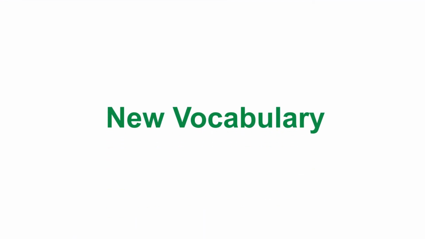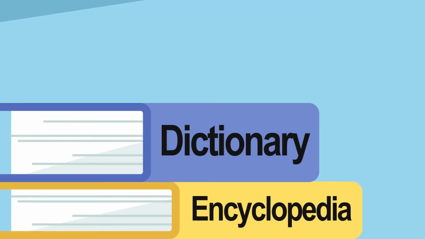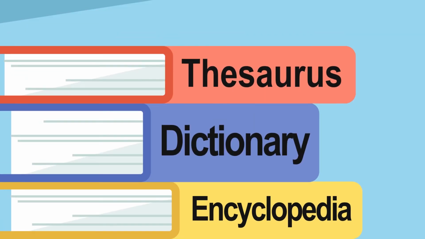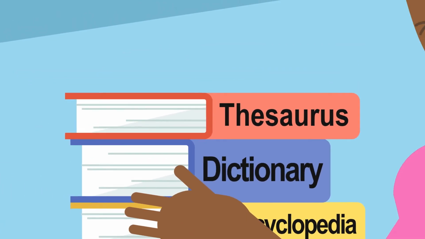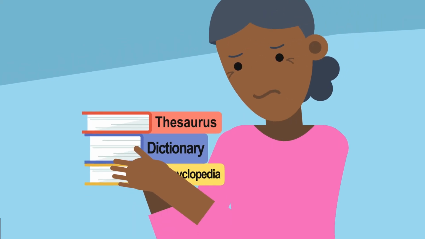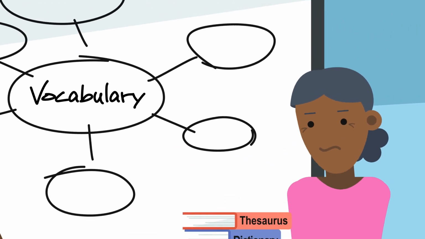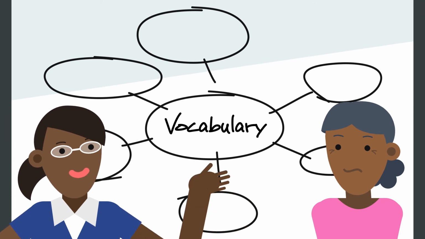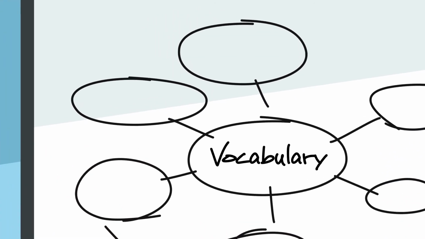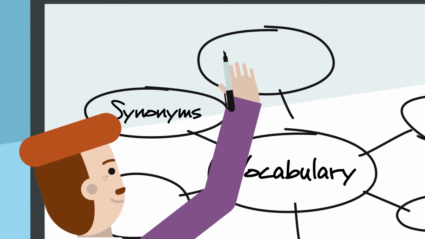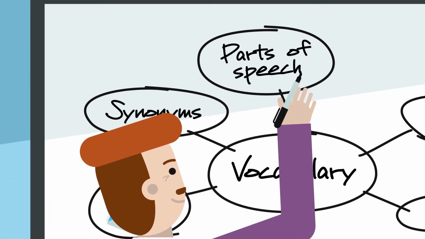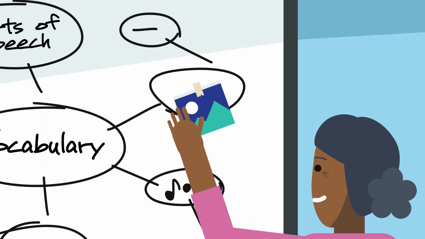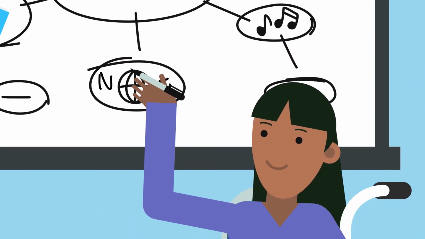New vocabulary. Introducing new vocabulary can be supportive for all learners, especially for English language learners. Instead of providing a list of terms and definitions, consider presenting vocabulary in a mind map to show how the terms connect. Involve students in the creation of these mind maps. Ask them to suggest visual representations, such as images or basic icons.